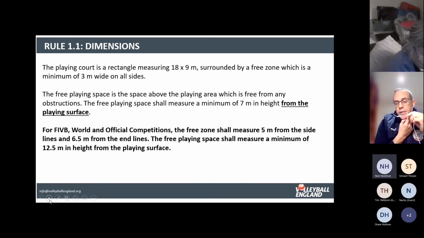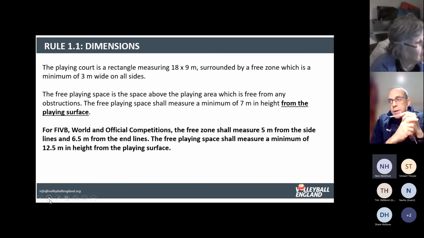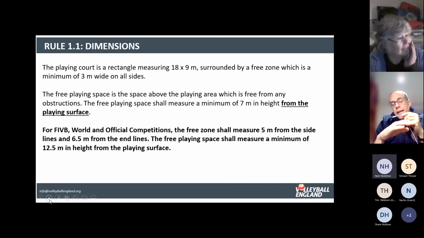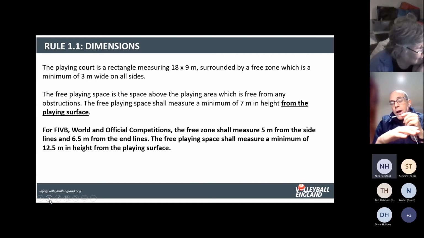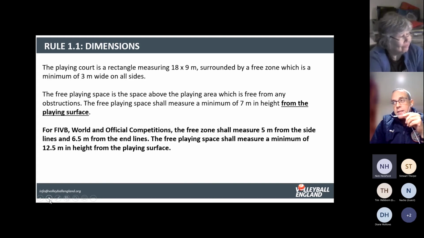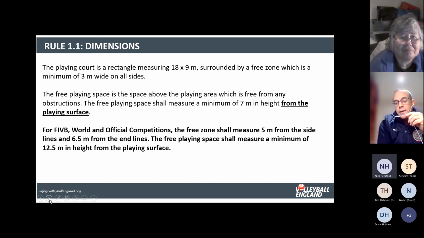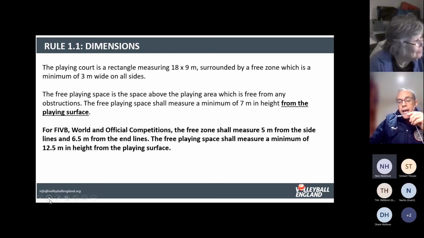So this is the space which is essentially how tall is the sports hall, and where is the first obstacle hanging from the ceiling of the hall. So that obstacle, or that first protrusion down, needs to be at 7 meters or above within the rules. Now there are sports halls which are challenging, that are much lower than that, or are just at 7 meters. But in general, most sports halls are high enough for 7 meters and don't have any issues. But that means that the whole of the area, including the area over the free zone, should be the same. Okay, so when it says that the free playing space shall measure 7 meters in height, it means 7 meters in height from the back of the service zone to the other back of the other service zone at the other end of the court, and all the area in between.